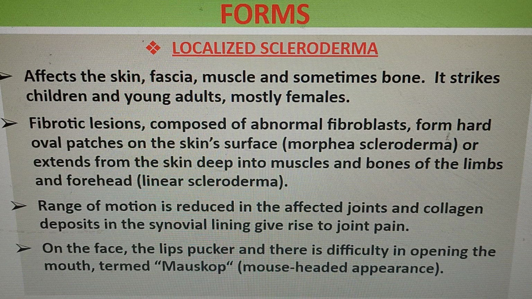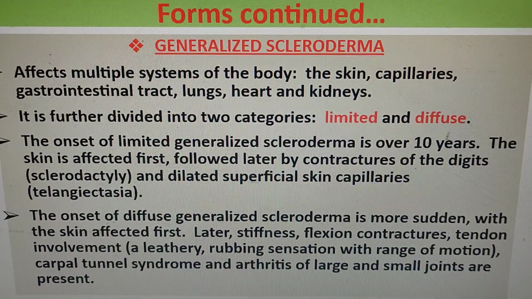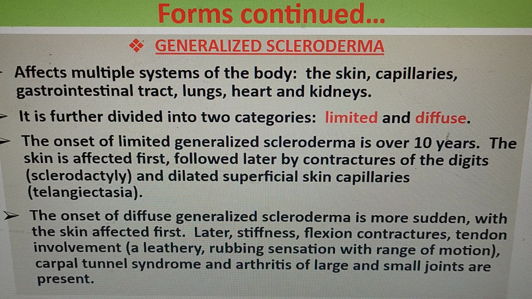Range of motion is reduced in the affected joints, and collagen deposits in the synovial lining give rise to joint pain. On the face, the lips pucker and there is difficulty in opening the mouth, giving a mouse-headed appearance. So there is another form, generalized scleroderma. Just take a look at this, guys. Read on the information here.